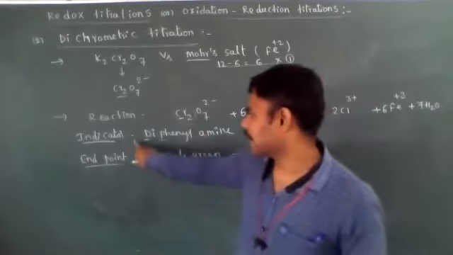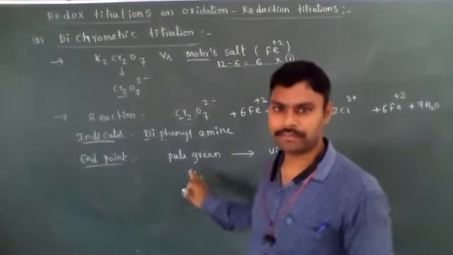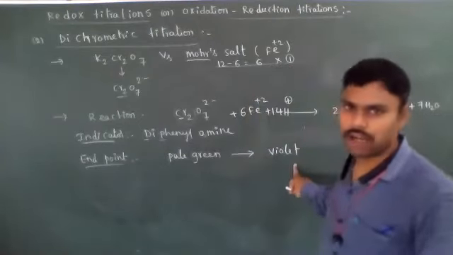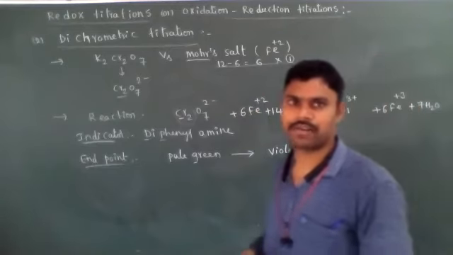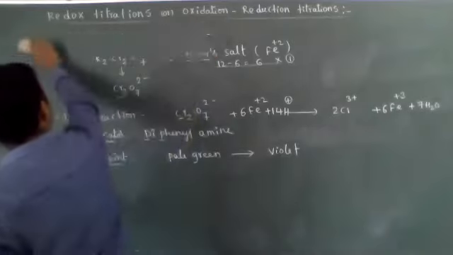Okay, so in that reaction, the indicator is diphenylamine. The end point means the physical appearance, how the color changes, from pale green to violet. So this is the second type of redox titration. Now the third one.